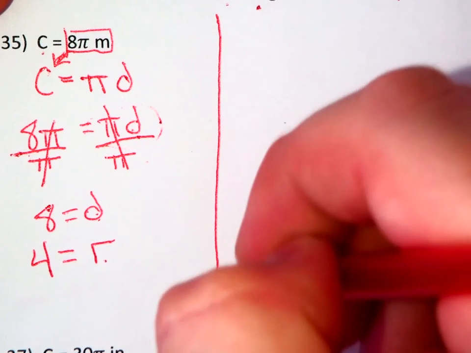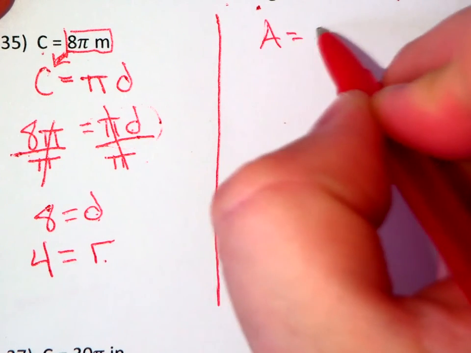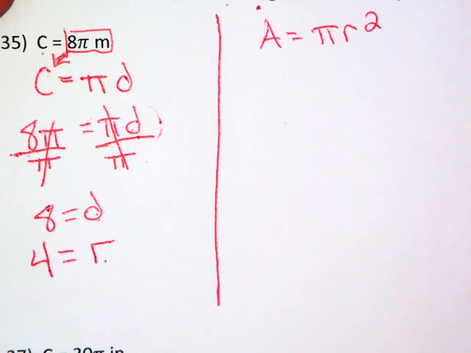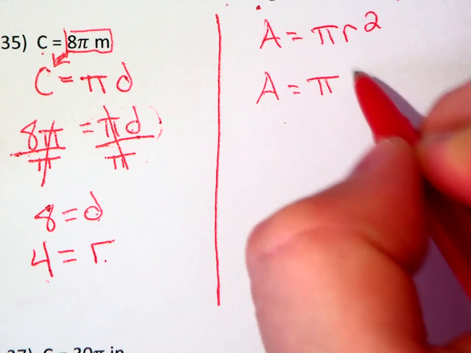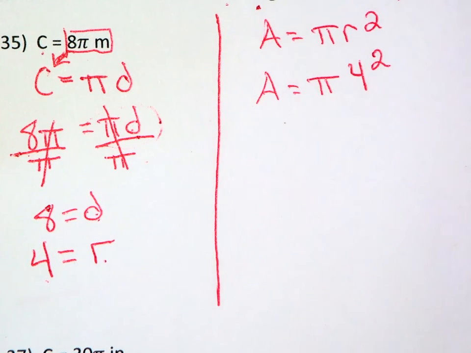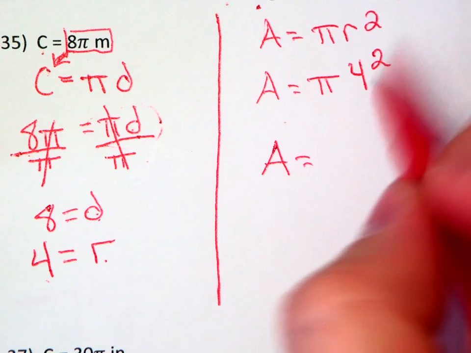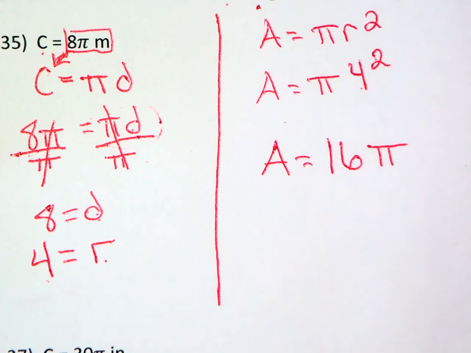Now I have enough information to start figuring out my area. Area equals pi r squared. Since we determined that the radius is 4, my area equals pi times 4 squared. We can simplify that: 4 times 4 is 16 pi.